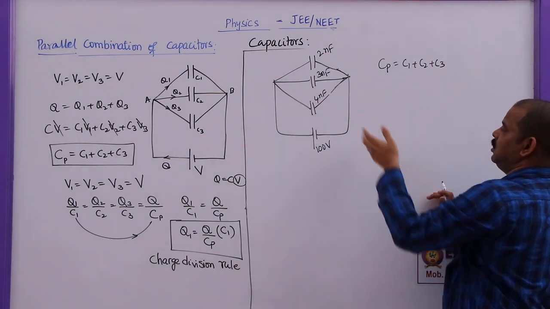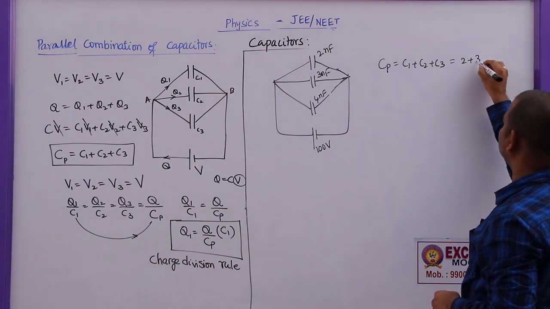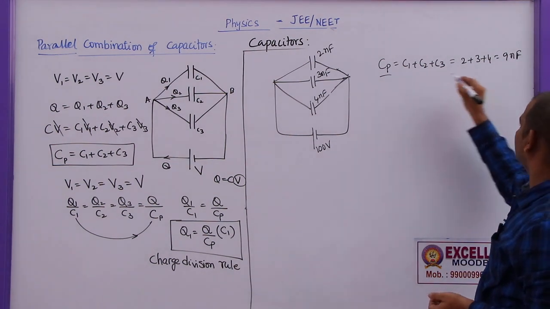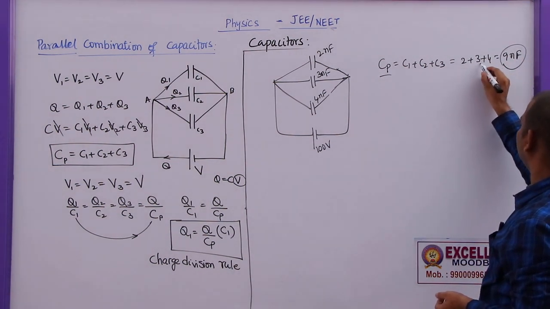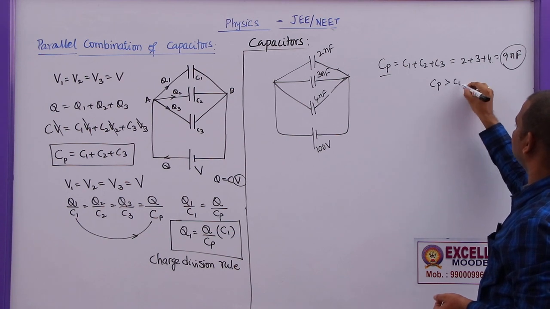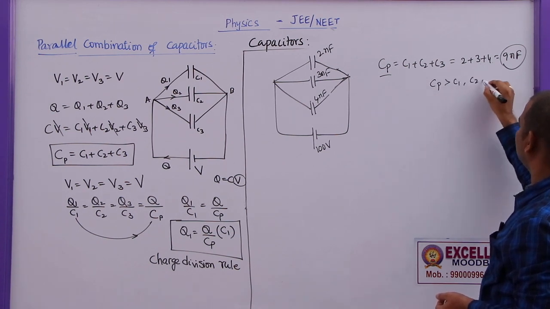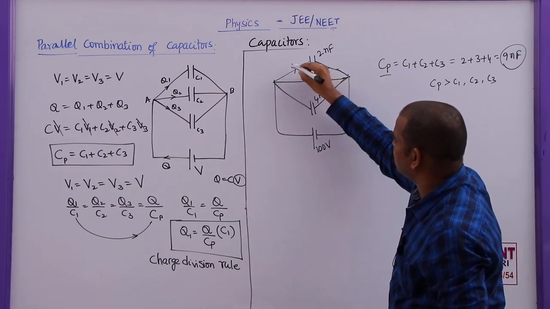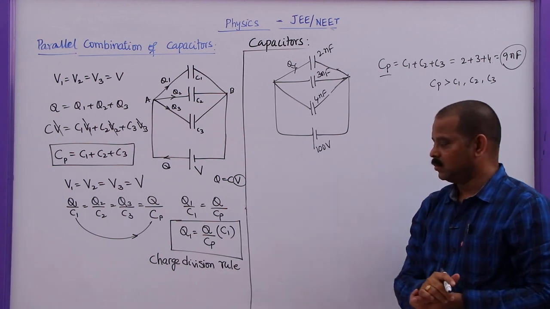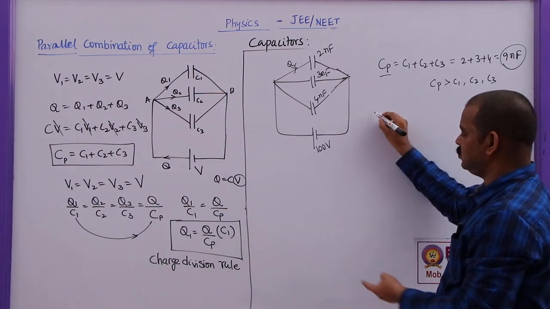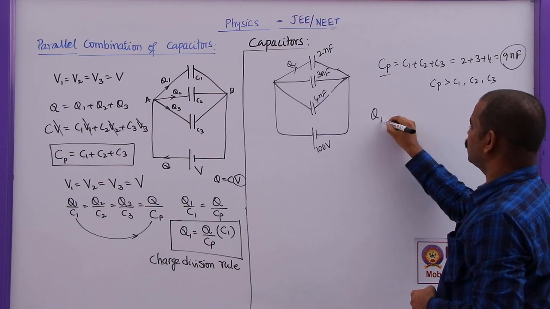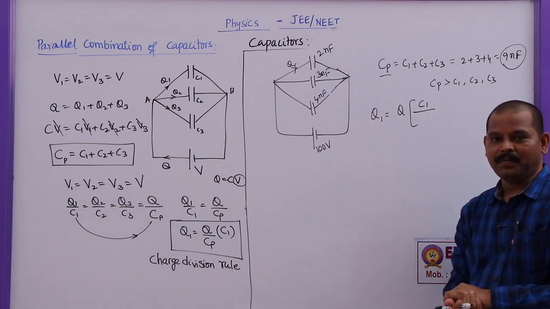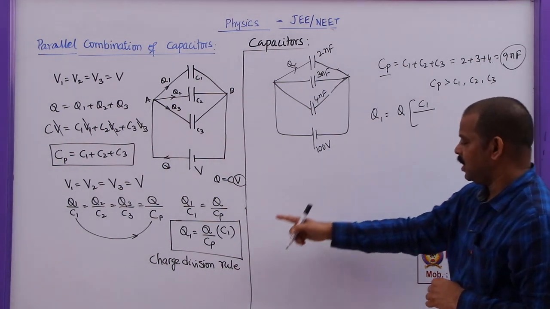Why? Because this is the sum of these 3. So, here the answer will be 2 plus 3 plus 4. So, this is 9 farads. So, the effective capacitance 9 farad is greater than 2, greater than 3, greater than 4. So, Cp is greater than C1 and also greater than C2 as well as C3. Now, what is the charge that is going to pass through the first branch, Q1? To find out Q1, I need to use this charge division rule. So, Q1 is equal to the total charge into the capacitance of that capacitor in that branch by the sum of the 3 capacitors.